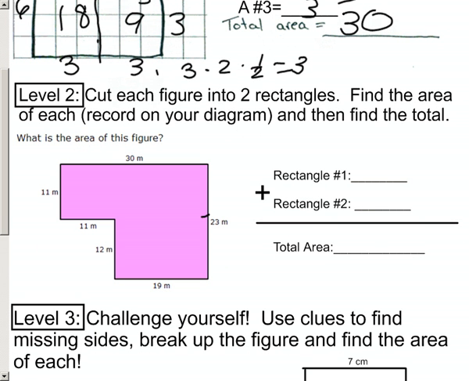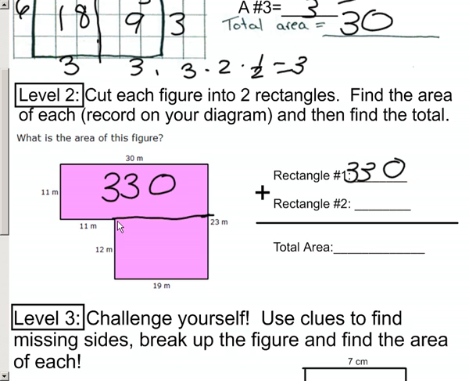Cut each figure into two rectangles. Find the area of each, record it on the diagram, and then find the total. So if I cut right here, I'm going to have two rectangles. This rectangle has a height of 11 and a width of 30. Base times height, 30 times 11 gives us 330. Put it on our diagram and over here in our blank.